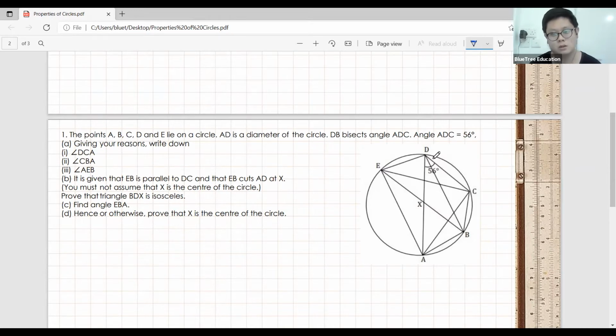So let's begin with question one today. If you're still keen on one more sharing session on properties of circle, please look forward to the next one.